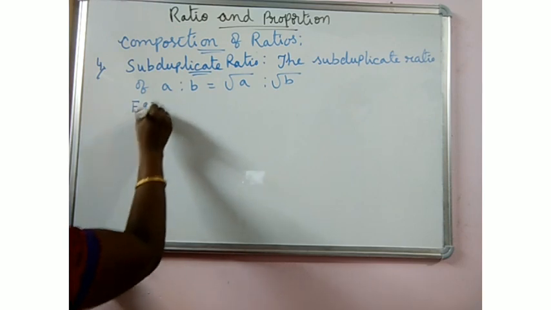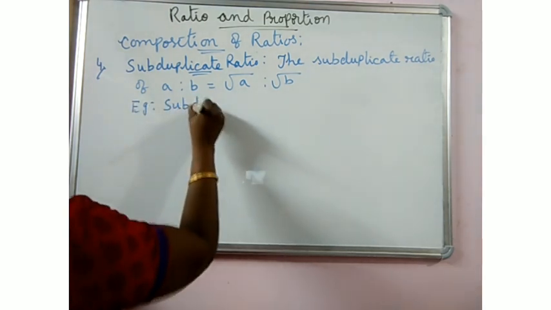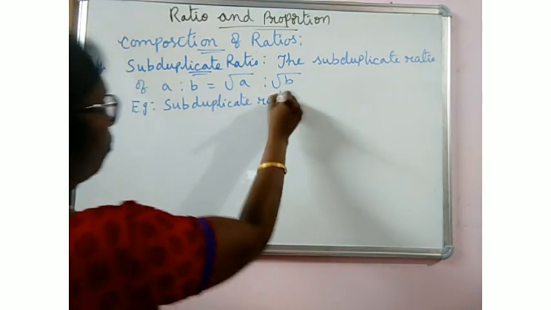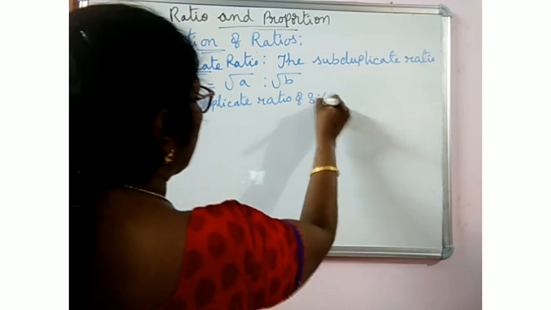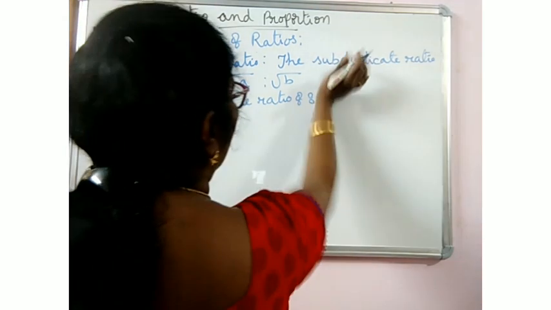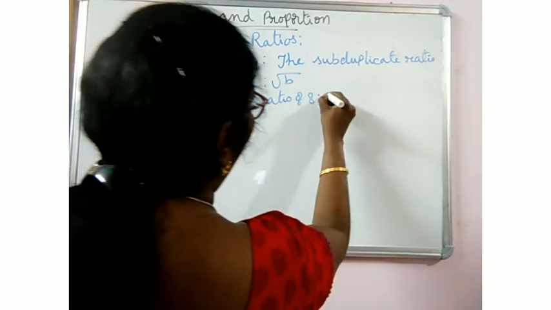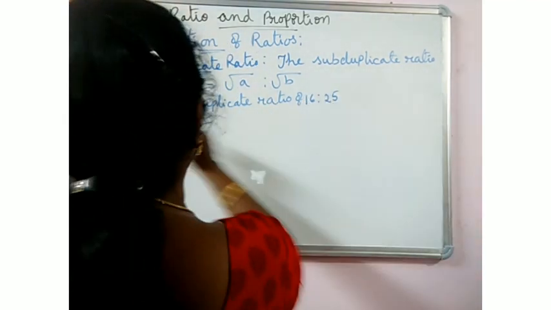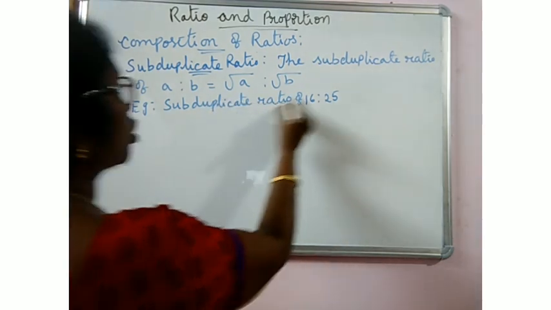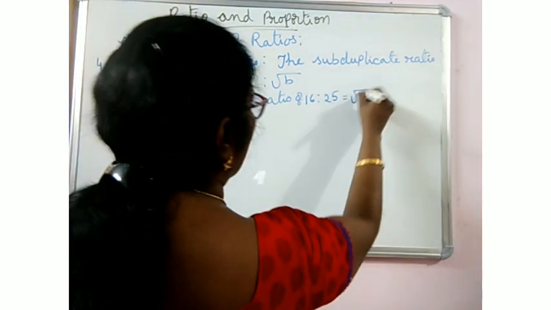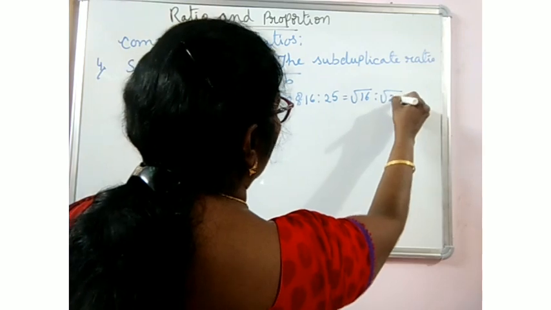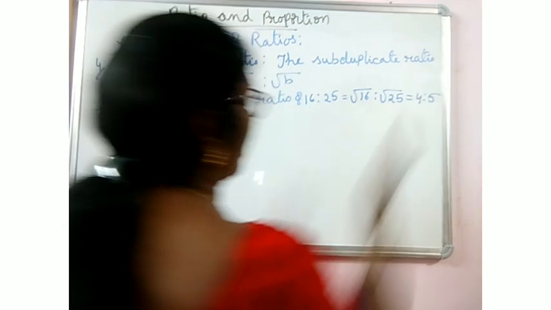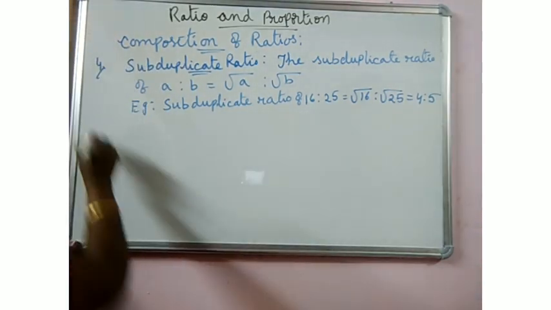Example, subduplicate ratio of 16 is to 25 is square root of 16 is to square root of 25. Square root of 16 is 4. Square root of 25 is 5.